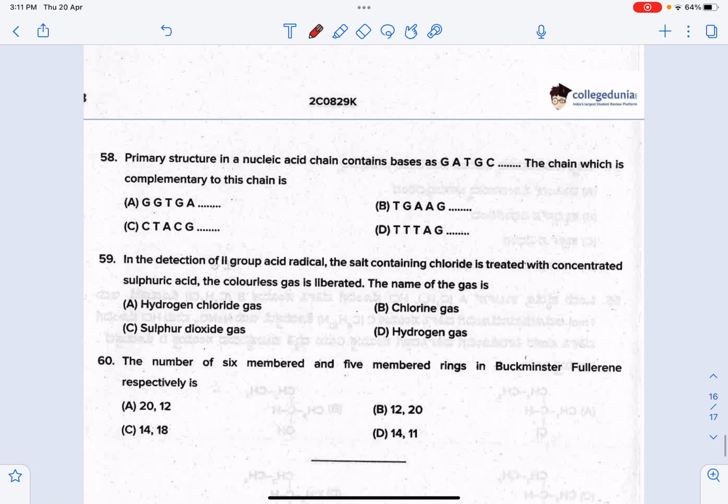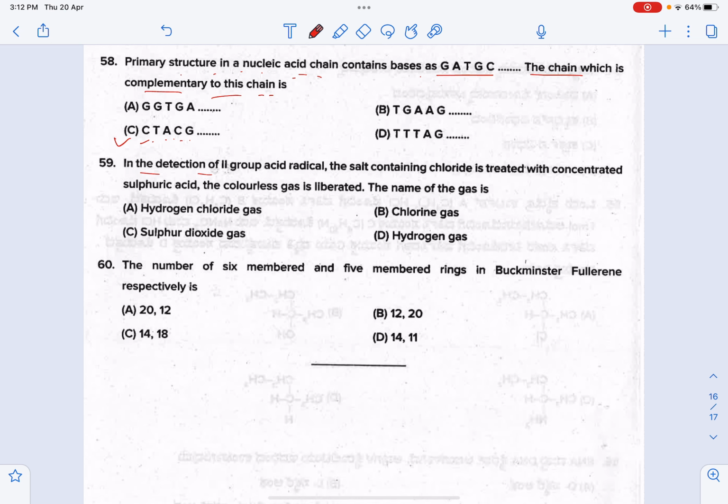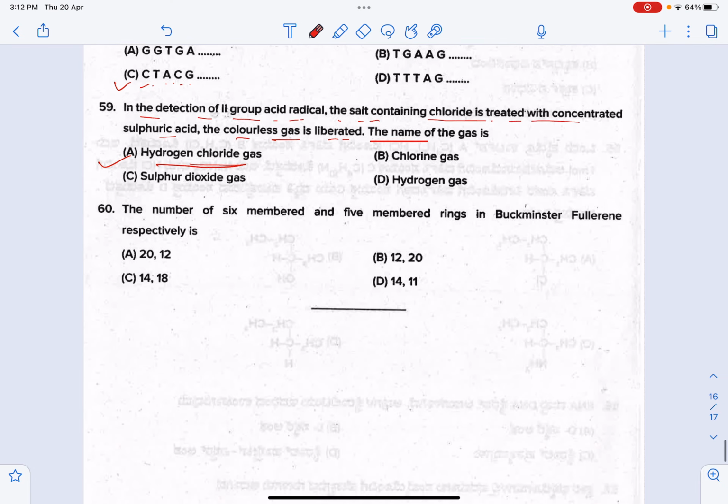Next question. Primary structure in a nucleic acid chain contains bases like this. The chain which is complementary to this chain will be, for this the correct answer will be C. Okay. Next is the reduction of second group acid radical. The salt containing chloride is treated with concentrated sulfuric acid. The colorless gas is liberated. The name of the gas is hydrogen chloride gas. It is a colorless gas.